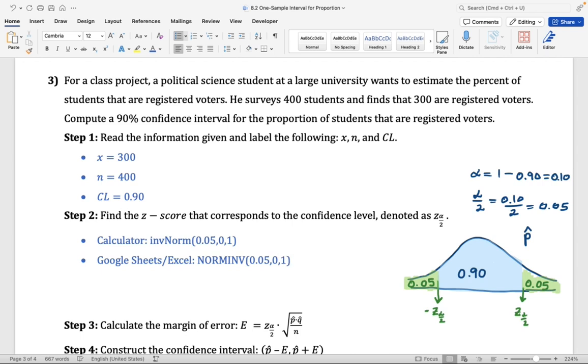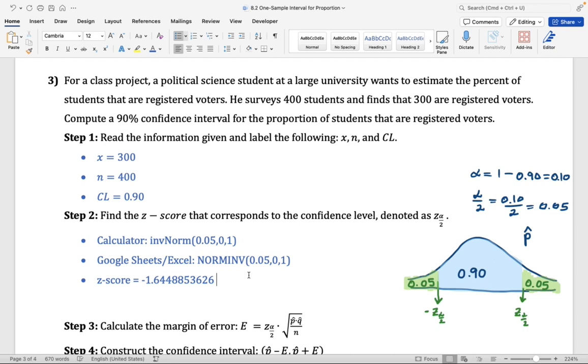Now, let me emphasize this. Whenever you're finding the C-score to construct a confidence interval for a proportion, you're always going to have 0 and 1 for the mean and the standard deviation. Again, why? Because we're talking about a C-score. Go ahead and find the C-score using the technology of your choice. You should be getting the C-score equal to negative 1.644885366 using a calculator.